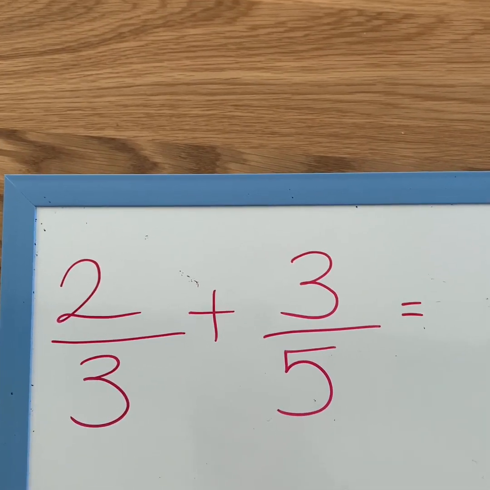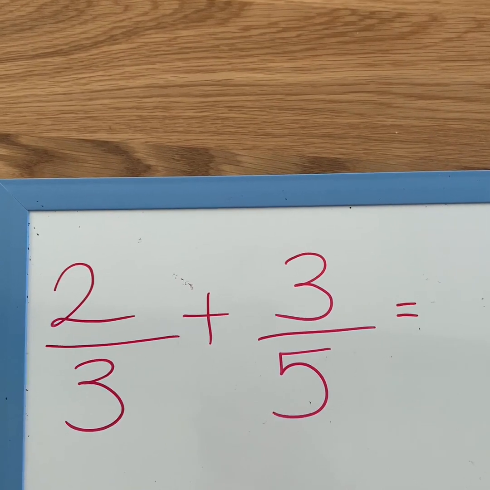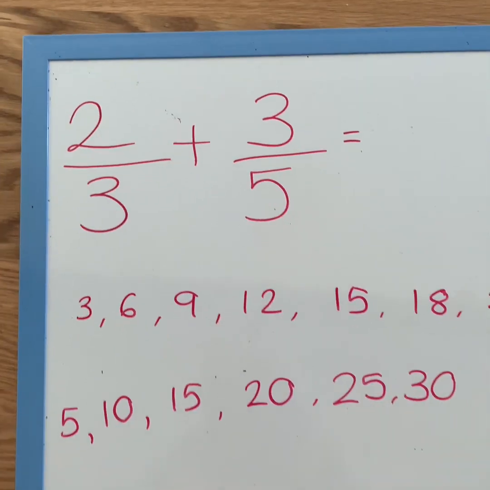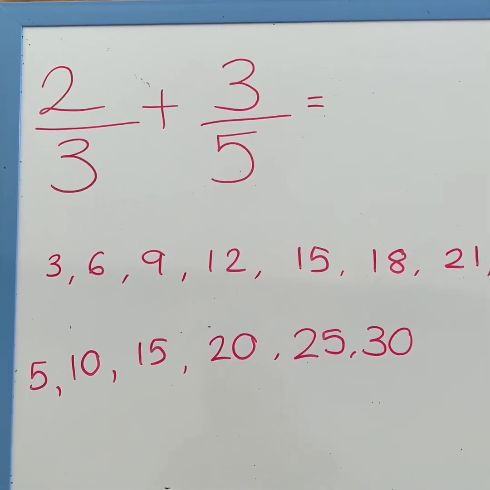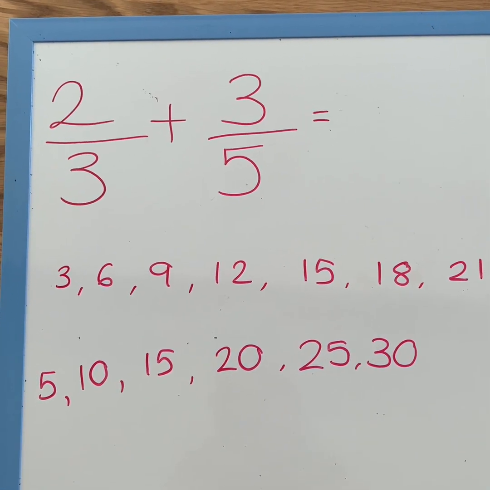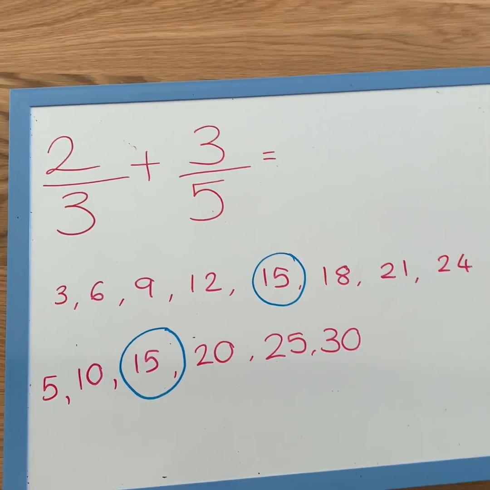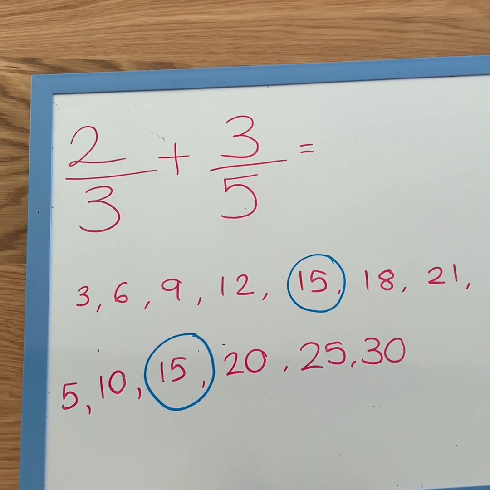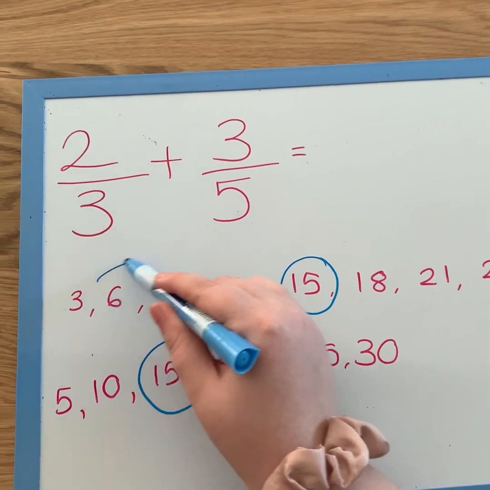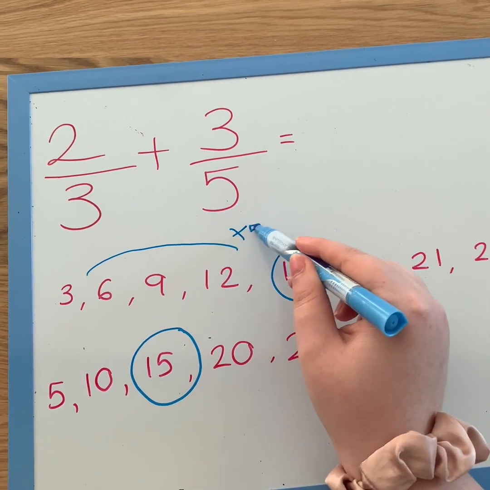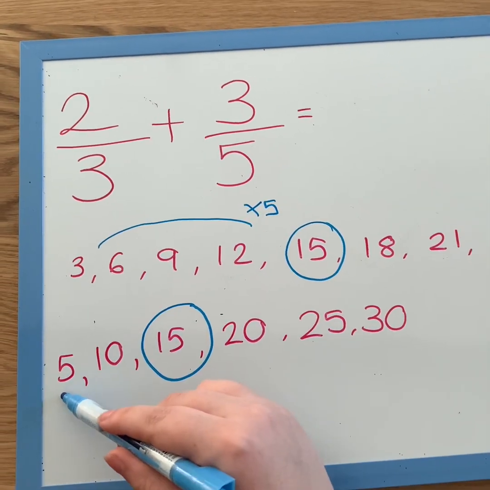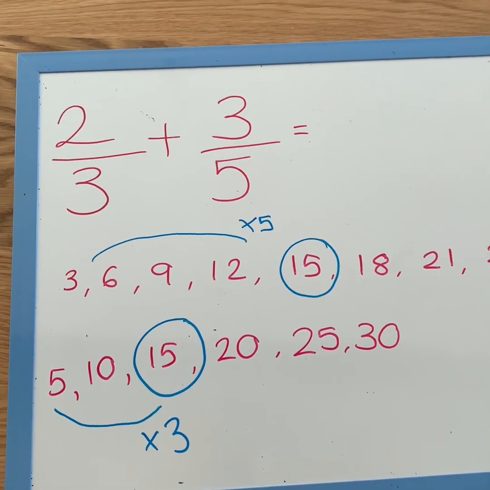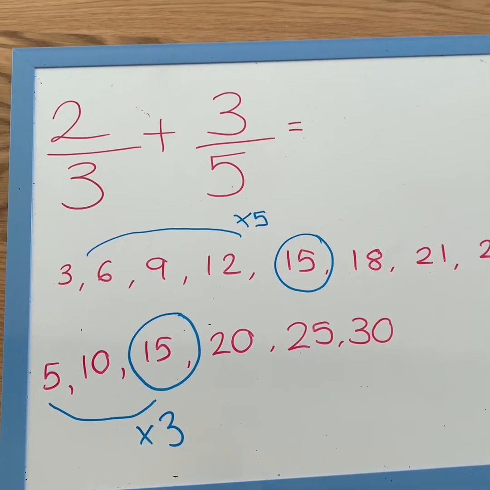In our 3 times tables and our 5 times tables, what number appears in both? So here I have written out a few of my 3s and a few of my 5s. Now I can see that 15 appears in both times tables. So in our 3 times table, we can multiply our 3 by 5 to get to 15. And in our 5 times tables, we can multiply our 5 by 3. So now let's apply this to our fractions.